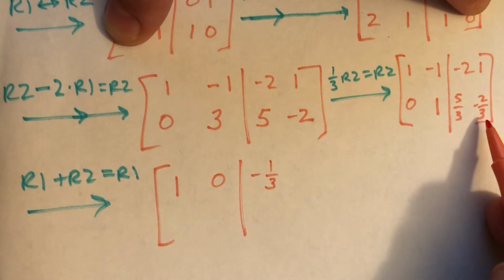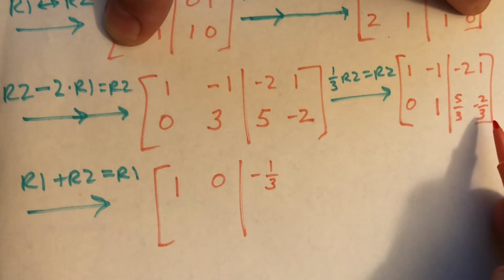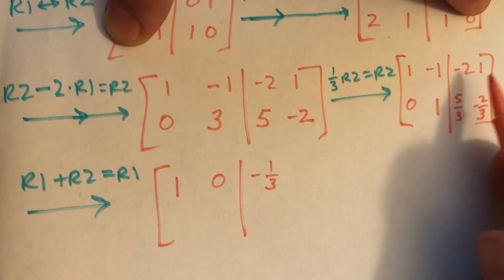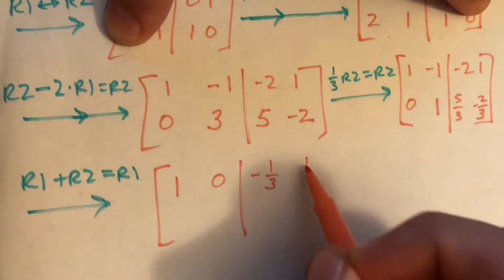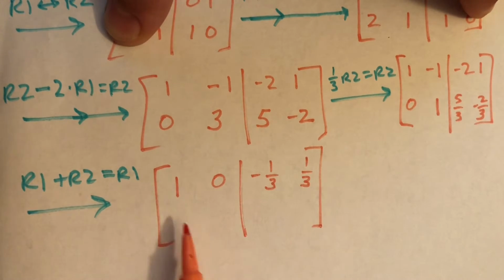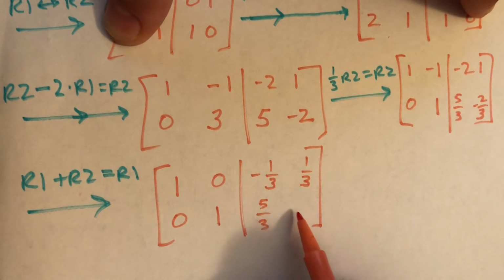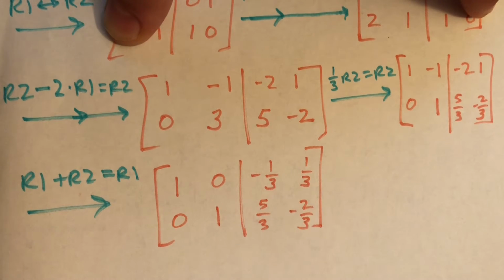Okay. And now here I'm going to add these 2 together. And we've got negative 2/3 plus 1. So 1 is 3/3. So I'm going to get 1/3 up there. Great. And then we've got the bottom row didn't change. We've got 0, 1, 5/3, and negative 2/3.